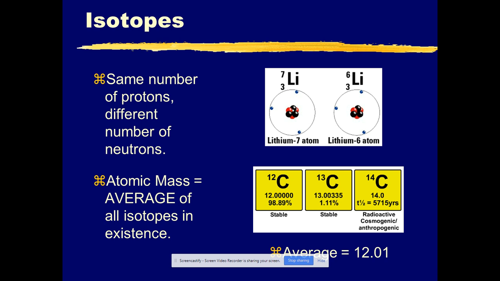Now, from that information, given that the average is almost exactly 12, I would deduce that the vast, vast majority of carbon atoms have 6 neutrons in the nucleus. And in fact, that deduction would be quite correct. As you see here, approximately 99% of all carbon is carbon-12. And a tiny percent, 1%, is carbon-13. And an even smaller percentage, which they don't have listed here, is carbon-14.